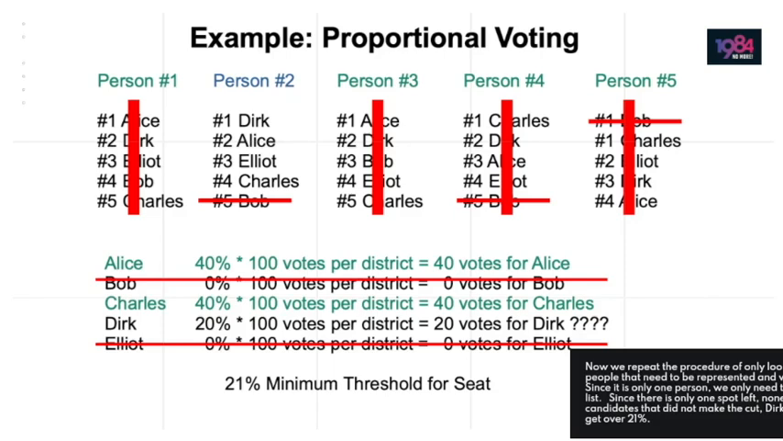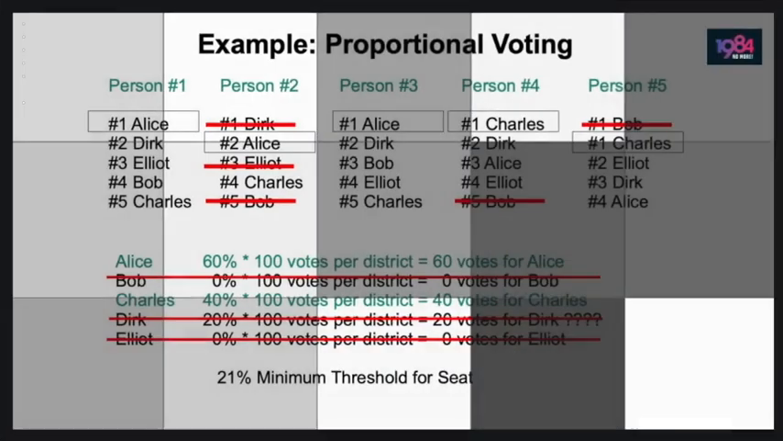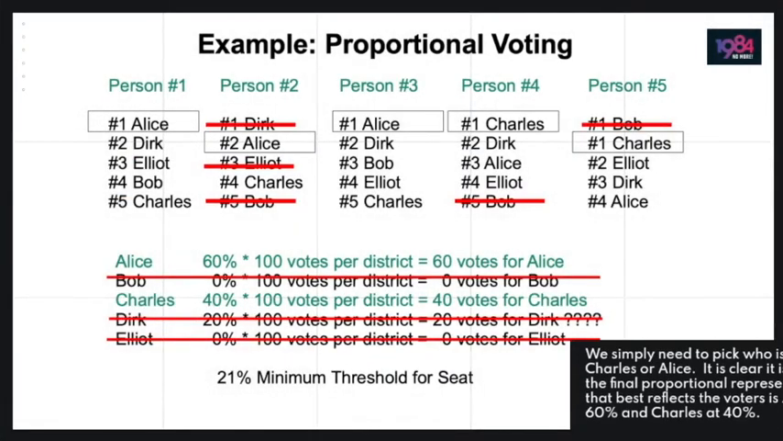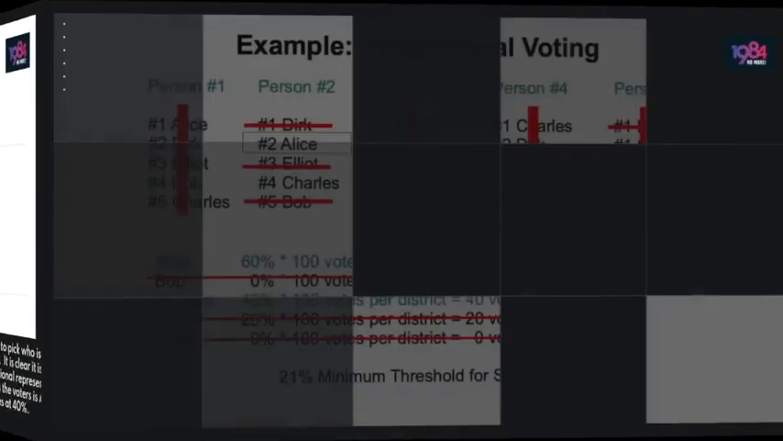Since there is only 1 spot left, none of the candidates that did not make the cut, Dirk and Elliot, will get over 21%. We simply need to pick who is higher, Charles or Alice. It is clear it is Alice. So the final proportional representation that best reflects the voters is Alice at 60% and Charles at 40%.